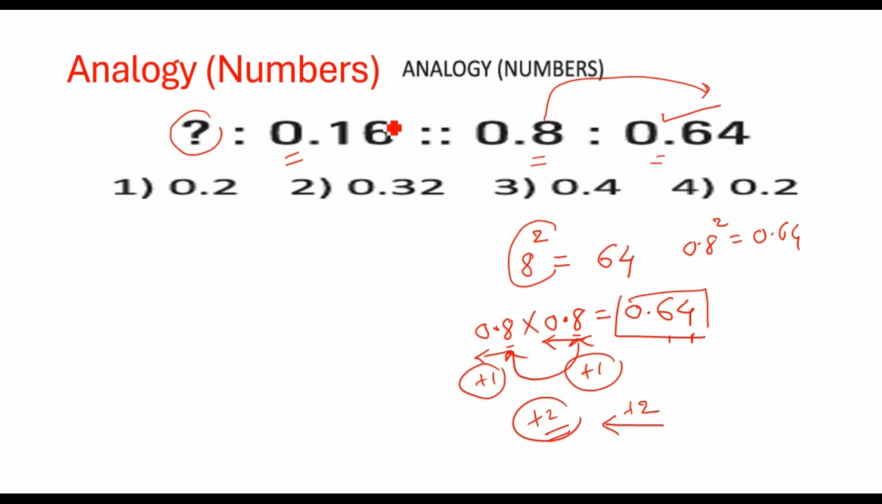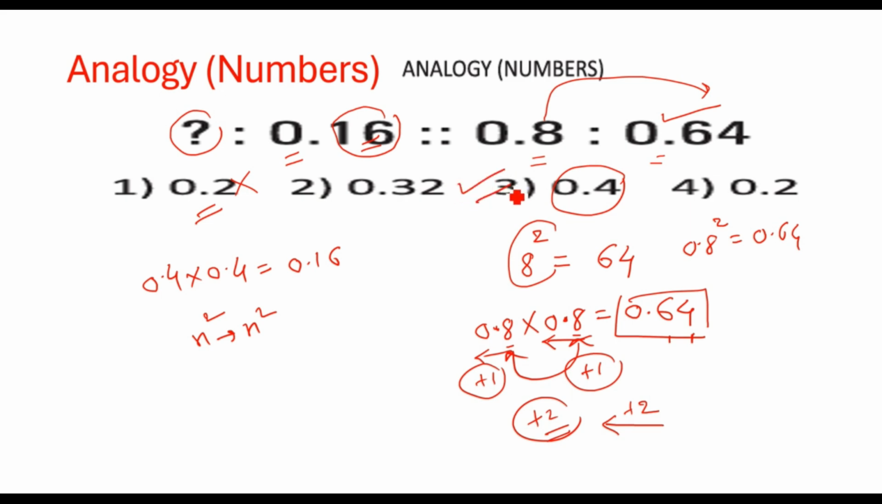Then the same rule should be followed here. It is 16. Then whose square is 16? You can look at the options: 2 square is not 16. Then definitely it is 4. So 0.4 multiplied by 0.4, you will get 0.16. And here also the n square rule is followed, and therefore my correct option is option number 3. So in this way you have to practice different types of sums in case of an IT, and we'll move to the very next sum, and then we'll continue for the next part.